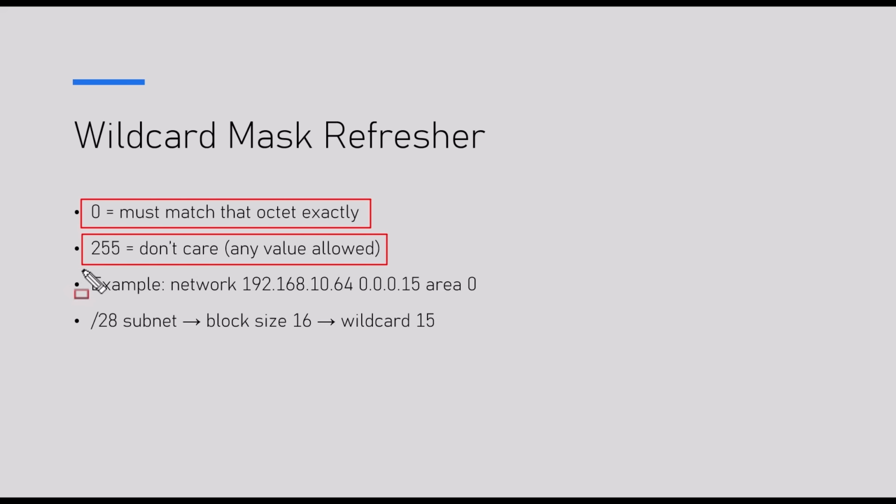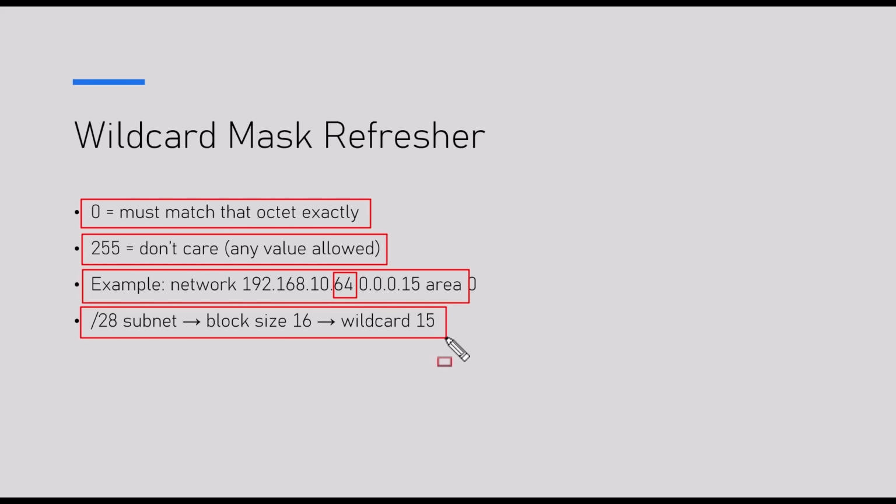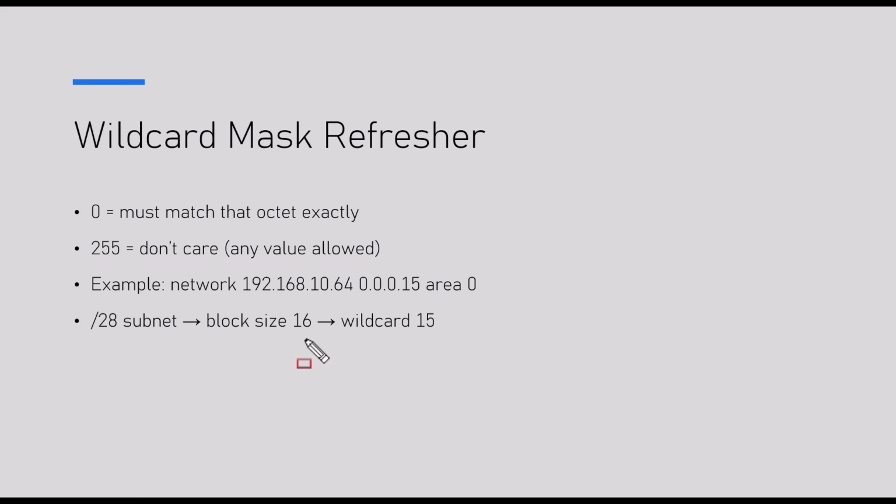We can have some examples. For example, network 192.168.10.64 with wildcard 0.0.0.15. This is going to be added to 64. This means that we can have anything from 65 to something like 79, I believe. And also a /28 subnet, which is what we have right now. The block size is going to be 16 and the wildcard is going to be 15. All wildcards are going to be one smaller than the block size.